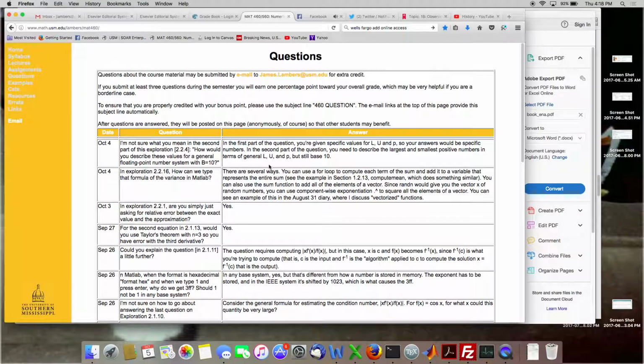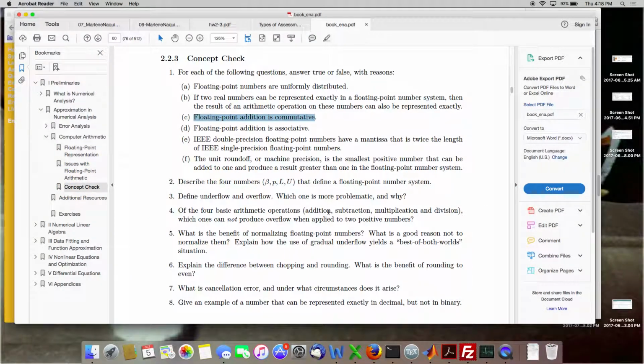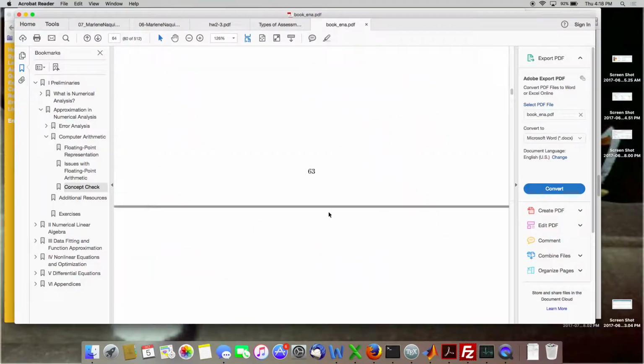Okay, what about homework 2 questions? Surely there are some. Whether you want to ask them or not, it doesn't matter. But I have a question. I had asked on Tuesday about exploration 2.2.6, and then I went back to it. I got confused again.